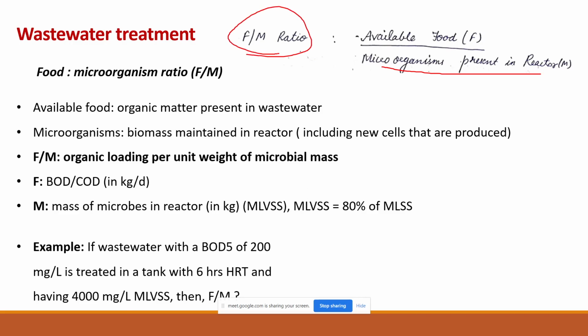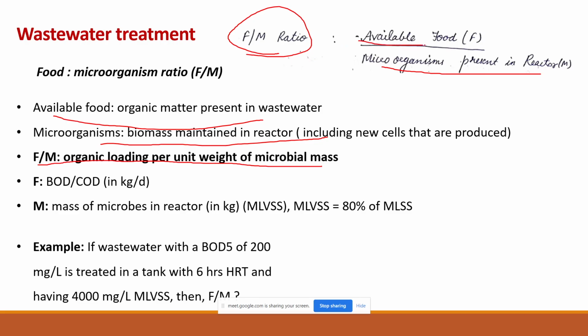It helps you to monitor how much organic matter is there in the wastewater during your secondary stage. So it is basically calculated by dividing the available food by the microorganism abundance in the reactor. Available food is the organic matter which is present. Microorganisms are the biomass which are maintained in the reactor. Now F by M ratio can also be stated as organic loading per unit weight of microbial biomass. So this is just another way to state this ratio.